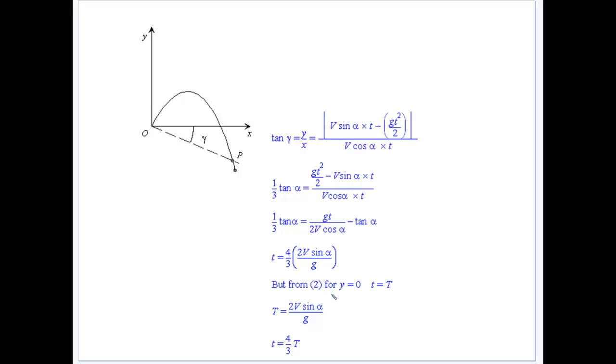And we know that for question 2, when y is equal to 0, t was equal to T. So we're able to establish that y is equal to 0, we can put T is equal to 2v sine alpha on g. So therefore we can see that the time there would be 4/3 of whatever T was. So it hit that point at that time. And so the time where it hits P will be 4 on 3 lots of that, which is what we wanted to establish.